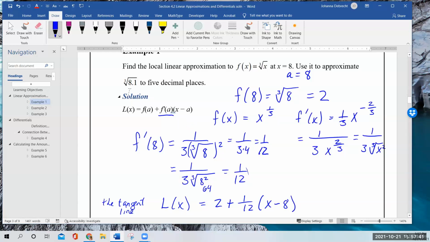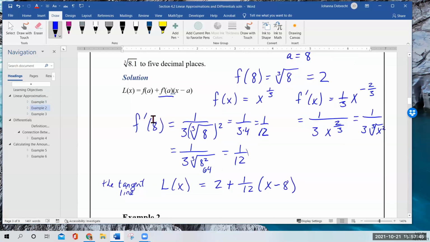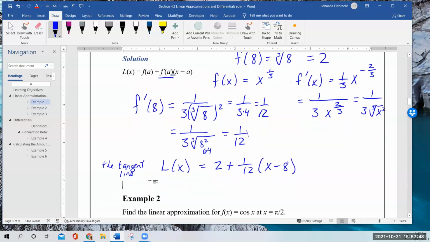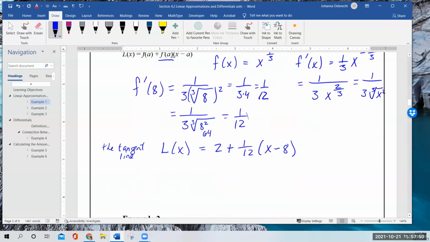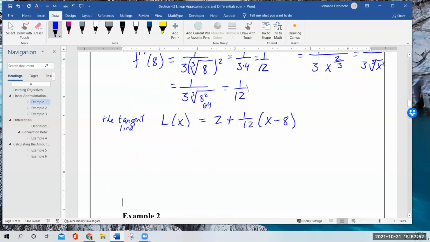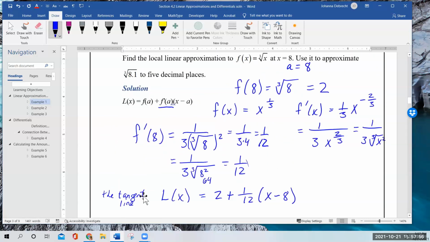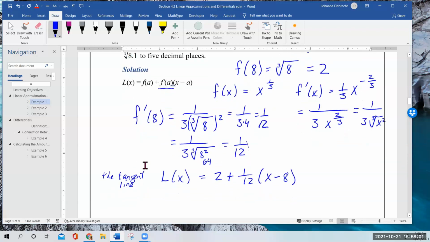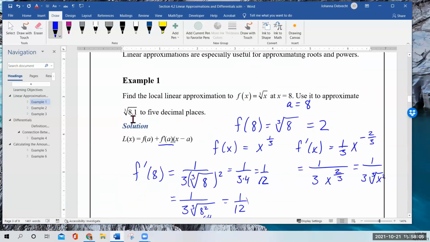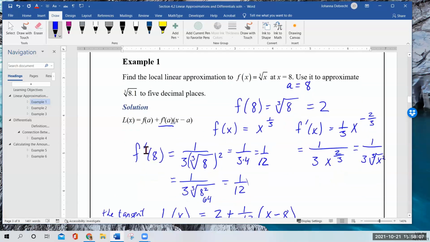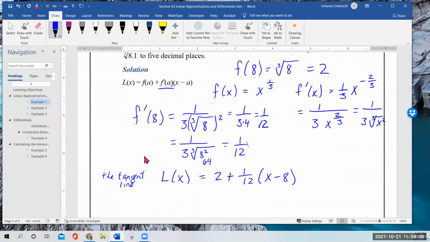Now we want to use that to approximate the cube root of 8.1 to 5 decimal places. I certainly have no idea, really, what the cube root of 8.1 is, although I'm guessing it's fairly close to 2. But I want this to be to 5 decimal places, and I'm approximating. How do I approximate? I want to find the cube root of 8.1, so I take 8.1 and plug it into the linear approximation function.